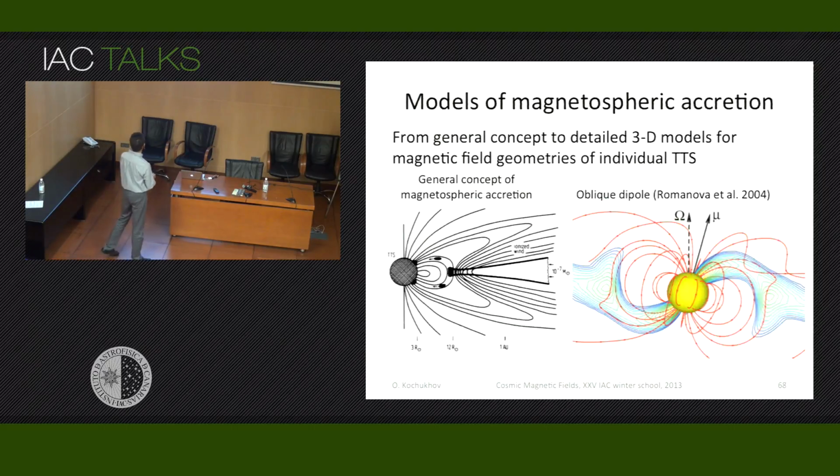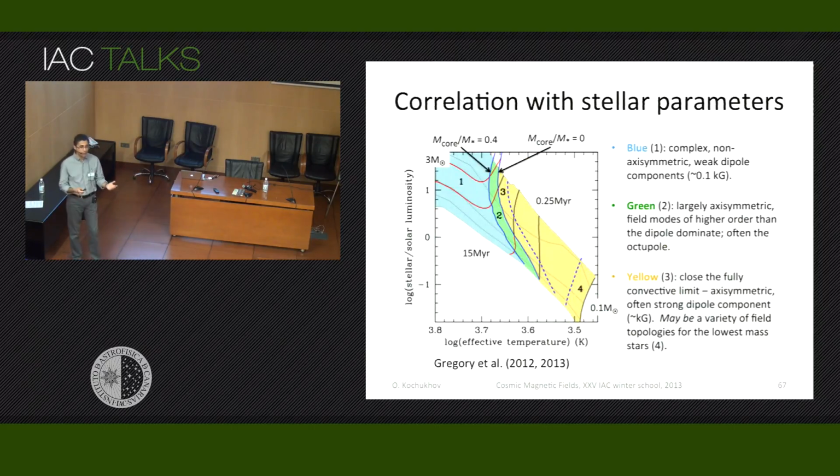And yeah, this situation is then very similar to what we've seen when comparing M dwarfs and solar type stars. So fully convective stars have global axisymmetric fields. Partially convective ones have more complex non-axisymmetric fields.